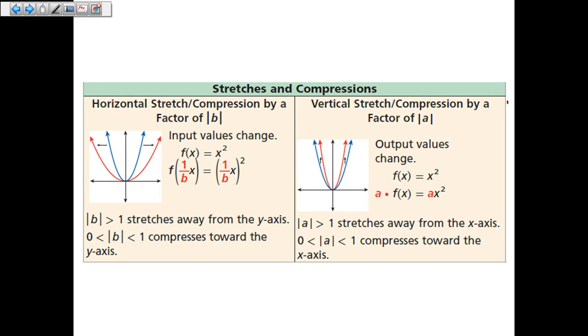Now it's the exact opposite on the outside. Things behave the way we would expect on the outside. If we want to do a vertical stretch, we multiply by a number greater than 1. A vertical compression, we would divide by a number.